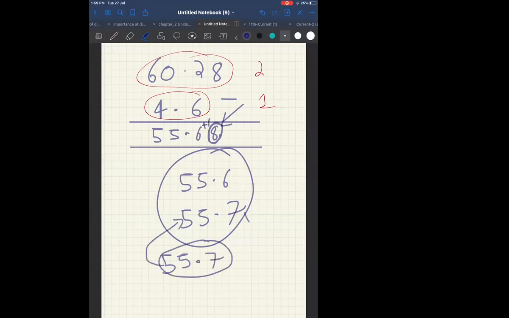Therefore, my answer will be 55.7. This is the right answer because the number to be dropped is greater than 5. Therefore, 1 gets added to the previous number. Everyone got this answer 55.7. Some people have got the answer 55.6. Please check and correct your answer.